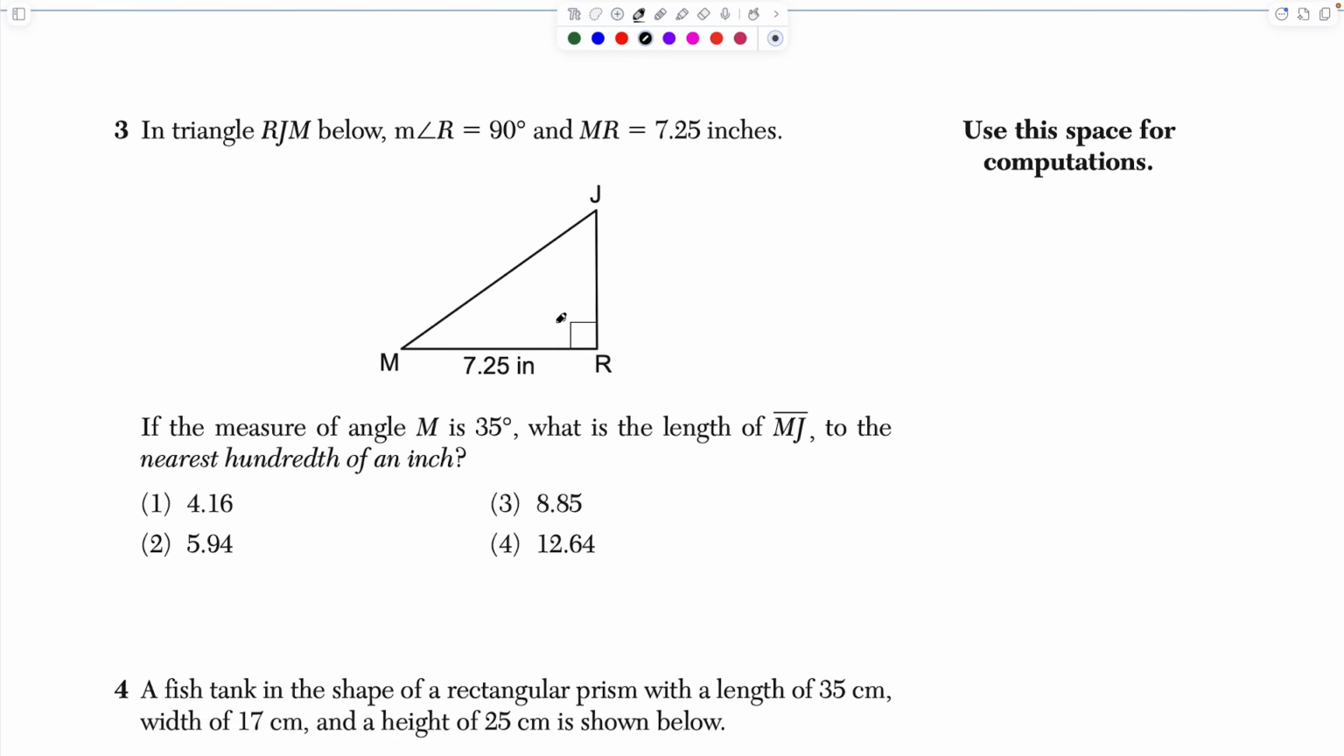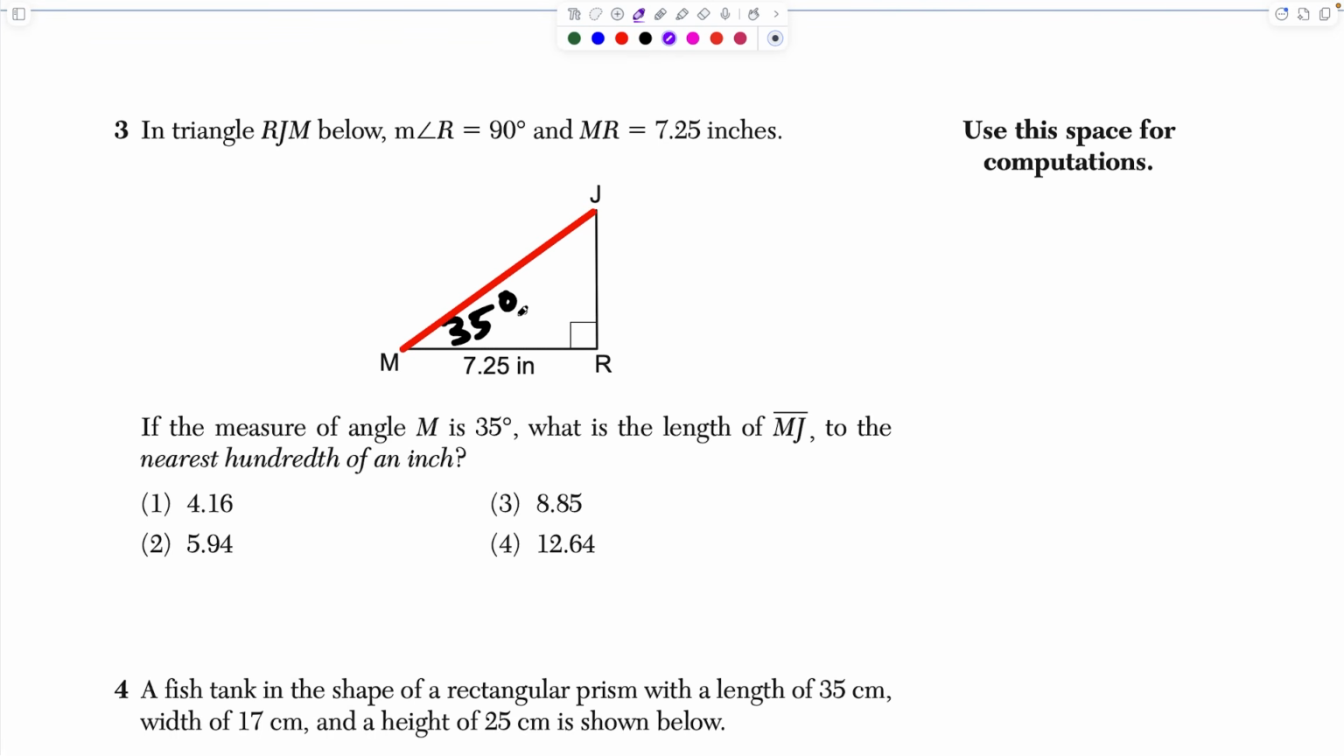Question 3, in triangle RJM below, the measure of angle R equals 90 degrees, and MR is equal to 7.25 inches. If the measure of angle M is 35 degrees, what is the length of MJ to the nearest hundredth of an inch? For this one, let's label this information here. They told us the measure of angle M is 35 degrees. I'm going to write this in, and our goal is to find the length of MJ, which is the hypotenuse of this right triangle. Let's think about what we know.